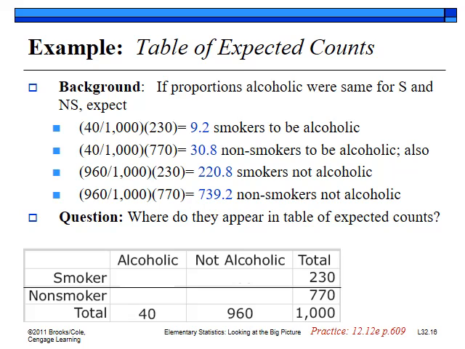Well, that 9.2 is both smokers and alcoholics, so that's going to go in the smoker row and alcoholic column. The 30.8 is non-smokers and alcoholics. We'll do something similar for the other 2 numbers.